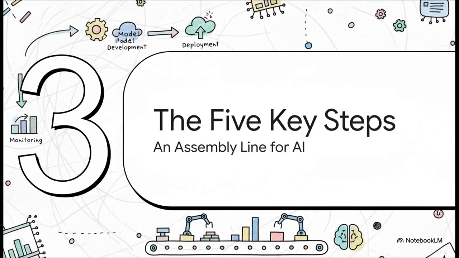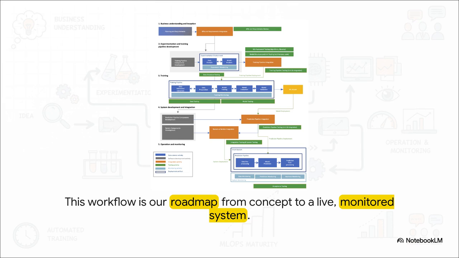We're about to walk through the 5 core steps for building and running a machine learning system. This is literally the assembly line for AI. Think of this diagram as our roadmap for the journey. We're going to follow this path right from the very top, starting with the business idea, and follow it all the way down through development and integration until we get to a live, monitored system at the bottom.